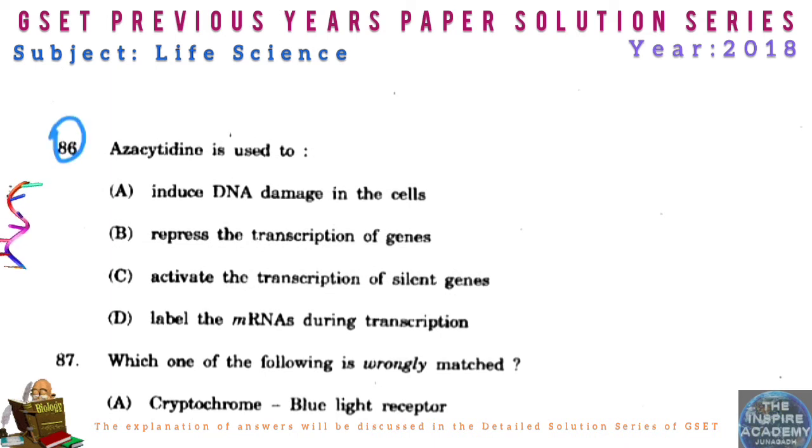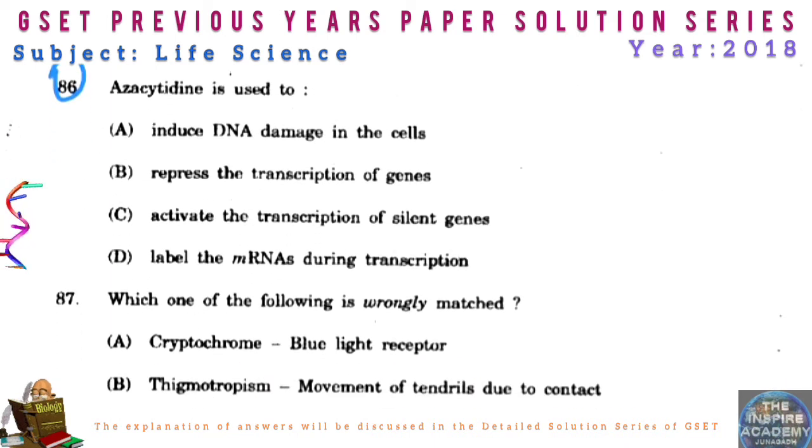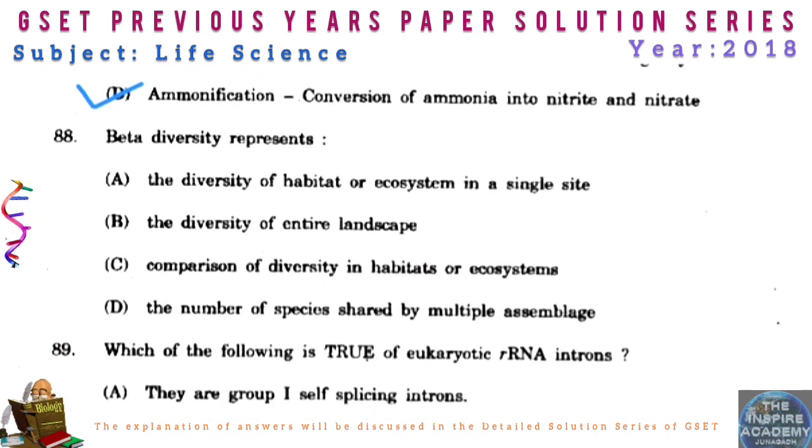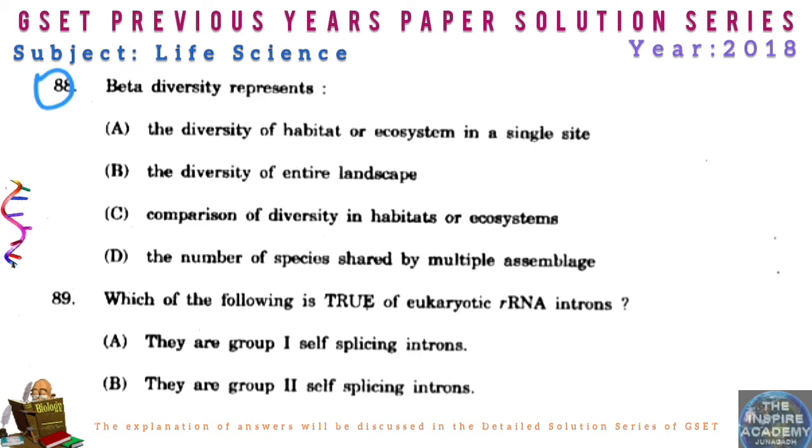Question number 86. Azacitidine is used to activate the transcription of silent genes. Question number 87. Which one of the following is wrongly matched? The wrongly matched option is D. Ammonification, that is conversion of ammonia into nitrate and nitrite. Question number 88. Beta diversity represents comparison of diversity in habitats or ecosystems.